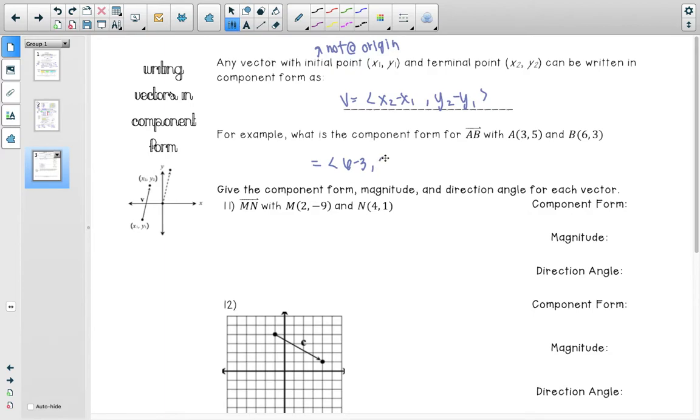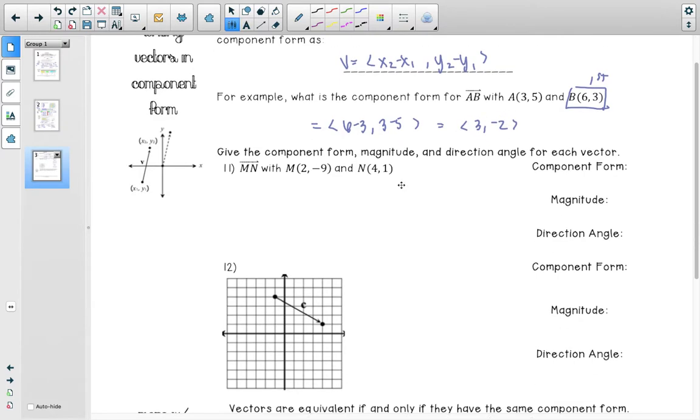and 3 minus 5. Now the question is, why did I pick B to be the first point? Well, that's the terminal point. So since that's the terminal point, it has to go first. You're finding the difference between the terminal and the initial point. So the last point has to go first. So we get 3, negative 2. My handwriting looks real bad today.